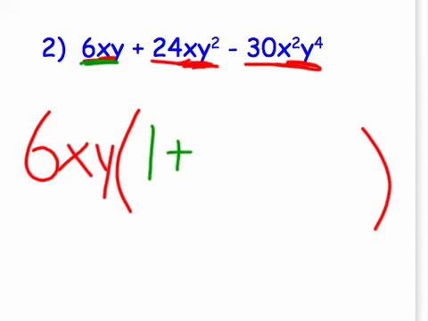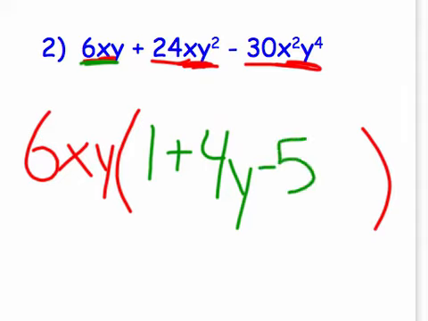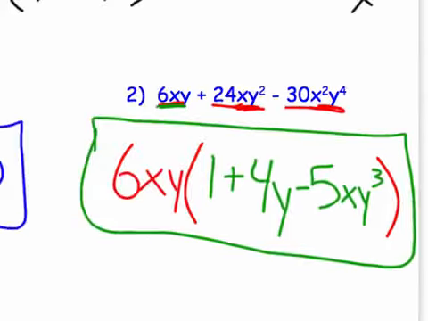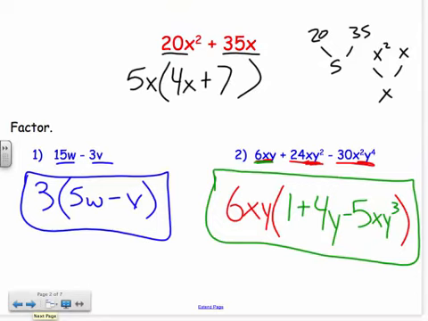And 24 divided by 6 is 4. The x's cancel, and I'm left with a y. And I got a minus sign. And 30 divided by 6 is 5. And I pulled an x and a y out of there, so I'm left with an x and 3y. So y to the third. So there would be my factored form. 6xy times 1 plus 4y minus 5xy to the third. So remember, when you factor, you got to factor out every single term.